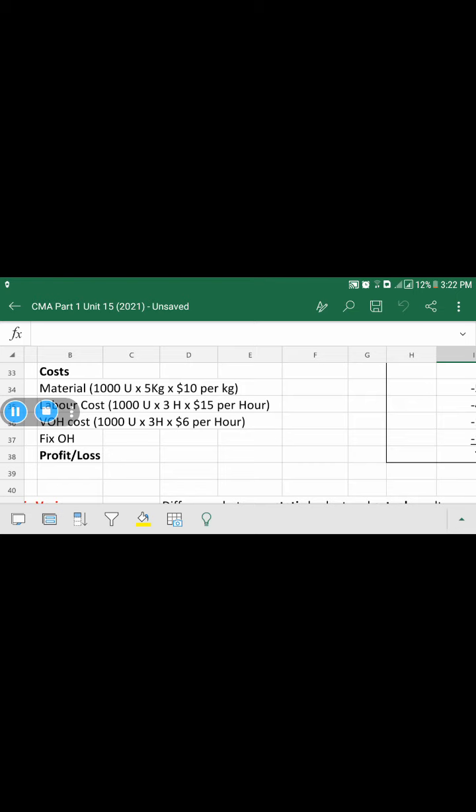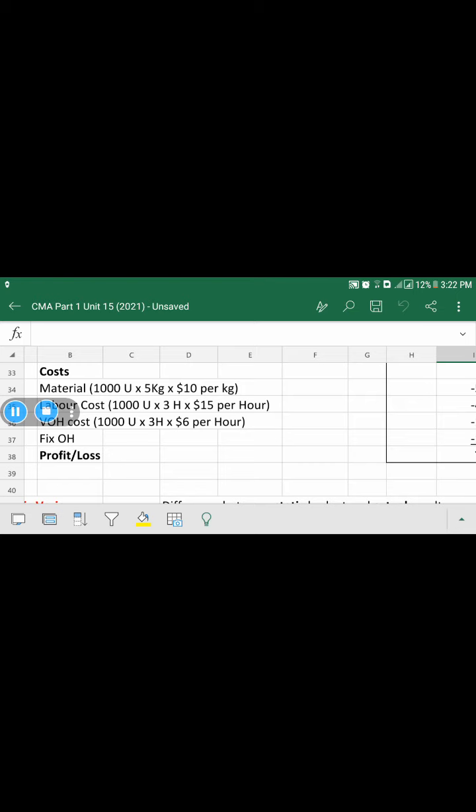So same as the statics we did, we are also going to do it here. 900 into 5 kg for 1 unit into $10. So that is for the material. Okay, for the material it is the same, so that's the same way we can calculate. For the labor and the overhead also, we can calculate the same way.